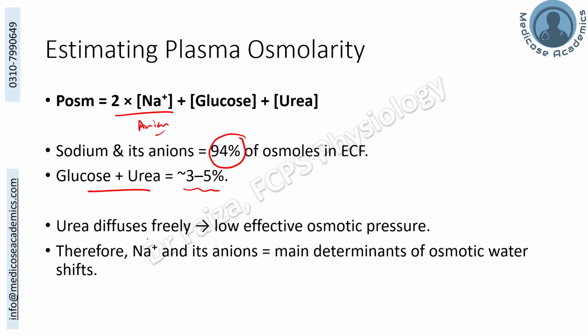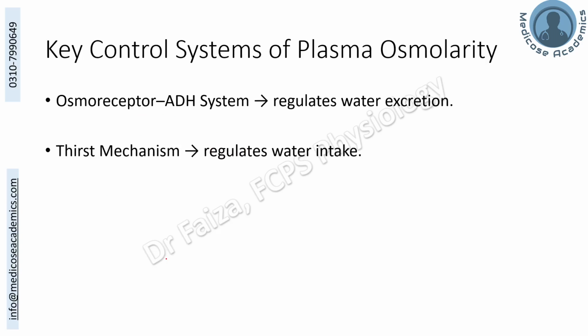Another reason for the low contribution of urea to the osmolarity is that it can diffuse freely from inside the cell to outside the cell. So this exerts a low effective osmotic pressure, a concept we discussed in our first session of renal physiology. Therefore, sodium and its anions are the major determinants of osmolarity. So while considering the serum osmolarity, sometimes serum sodium concentration is used synonymously as well.